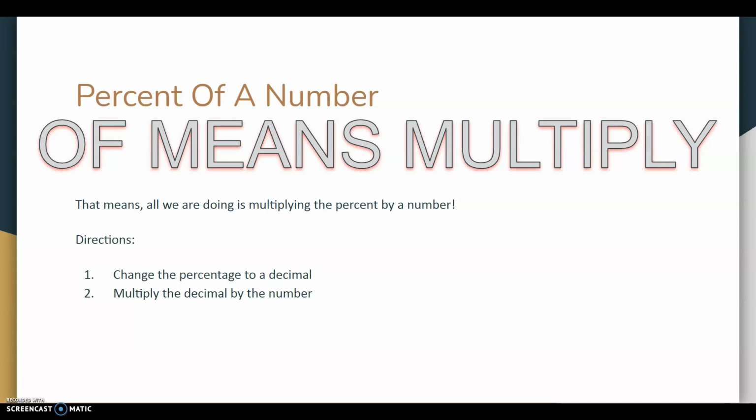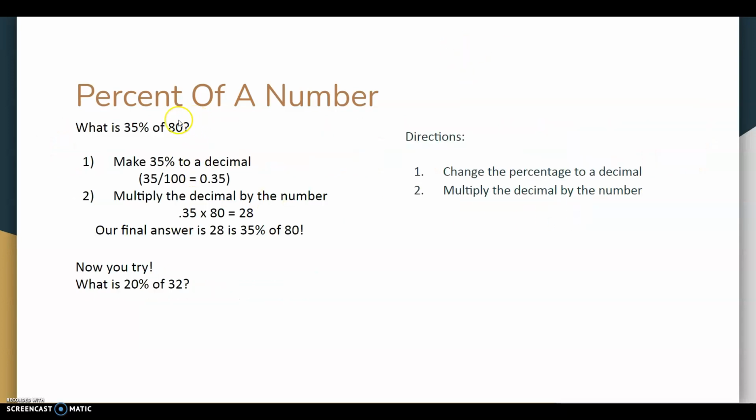1, we change the percent to a decimal, and then 2, we multiply the decimal by the number, and that gives us our answer. So, for example, what is 35% of 80? First, we will make the 35% to a decimal, which is 35 over 100, which is 0.35. Then, we will multiply the decimal by the number. So, 0.35 times 80 equals 28. Our final answer is 28 is 35% of 80.